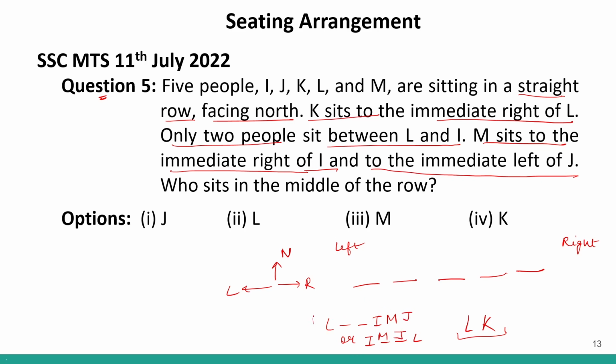Correct? If I look at the first possibility, we have 1, 2, 3, 4, 5, 6 positions. But we have only 5 people. Therefore, this is incorrect. So, we will come to the second one, which says I, M, J and L. Correct? And after L, we have K. So, I can place it like this: I, M, J, L and after that K. This will be my final arrangement. Based on this arrangement, the question asks who sits in the middle of the row. So, middle of the row we will have the third position. Third position we have J. Therefore, my answer will be option number 1, J. Clear? J sits at the middle of the row.